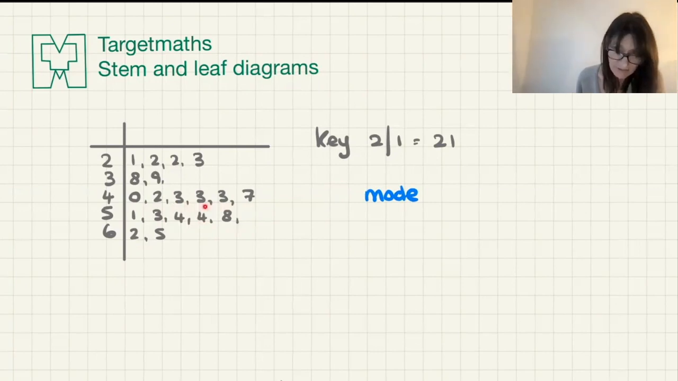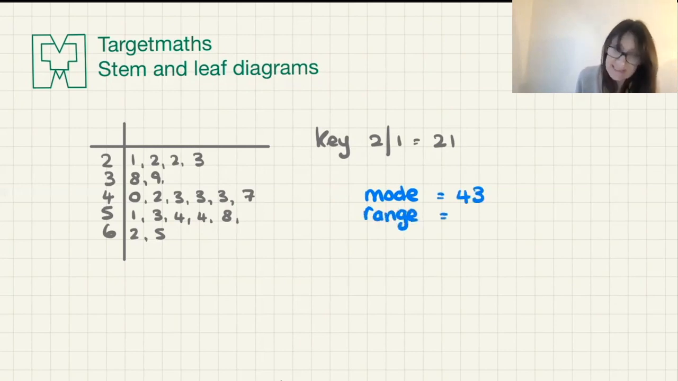But the answer isn't 3. You have to remember that these 3s are attached to its stem over here. So this is 43. 43 and 43. 43 comes up 3 times, which is more than any other number. So my mode is equal to 43. Okay, I'm going to do range next.